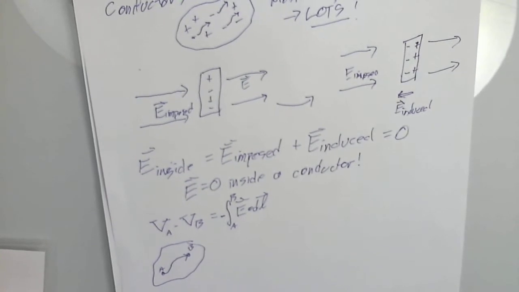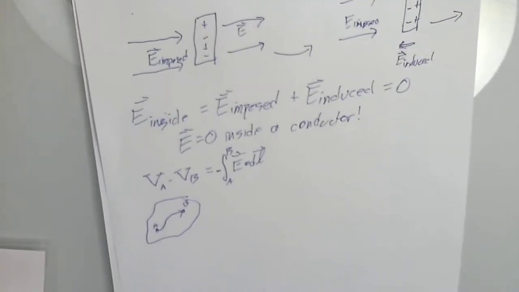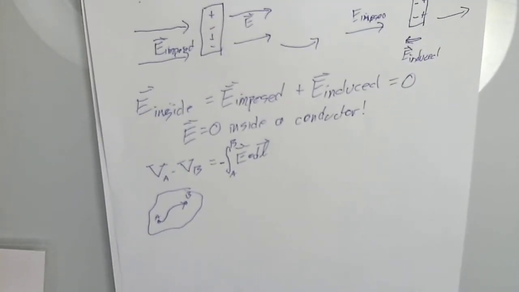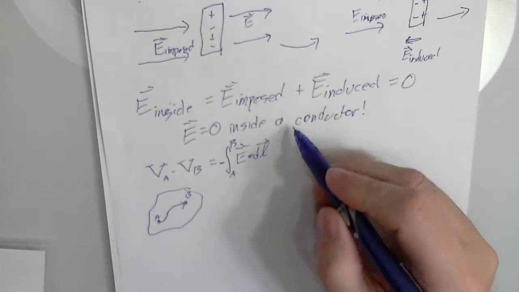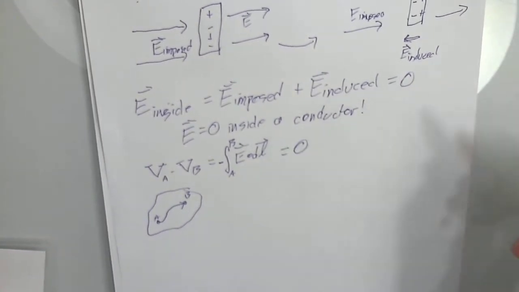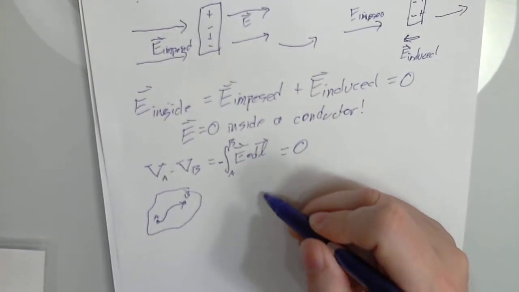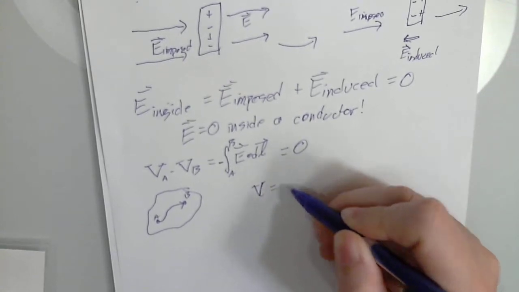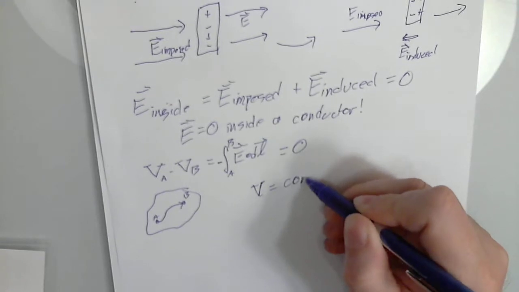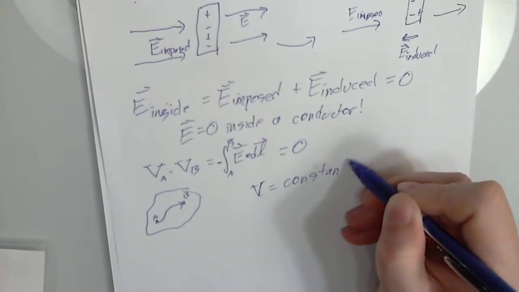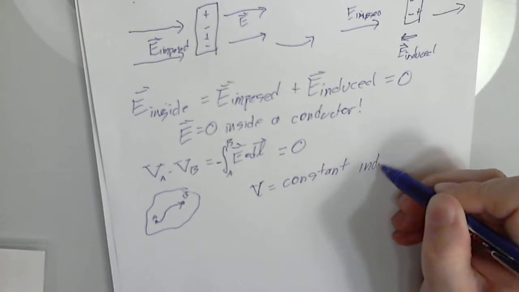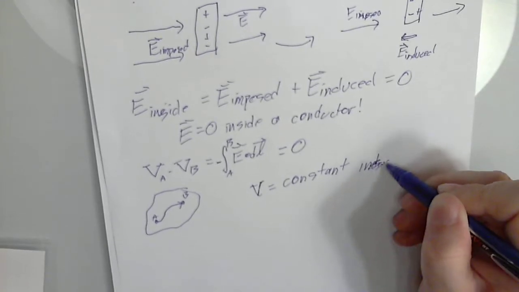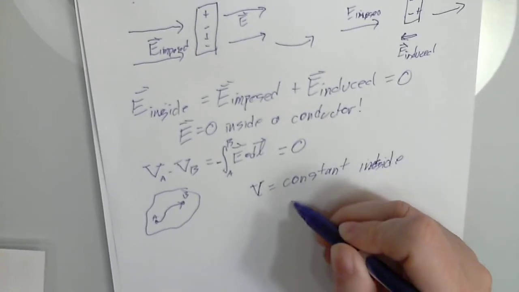Okay, there we go. The path integral of the electric field gives you the difference in potential. And since the electric field is always 0, this is always 0. The consequence of this is the electric potential, the voltage, is always equal to a constant inside a conductor.